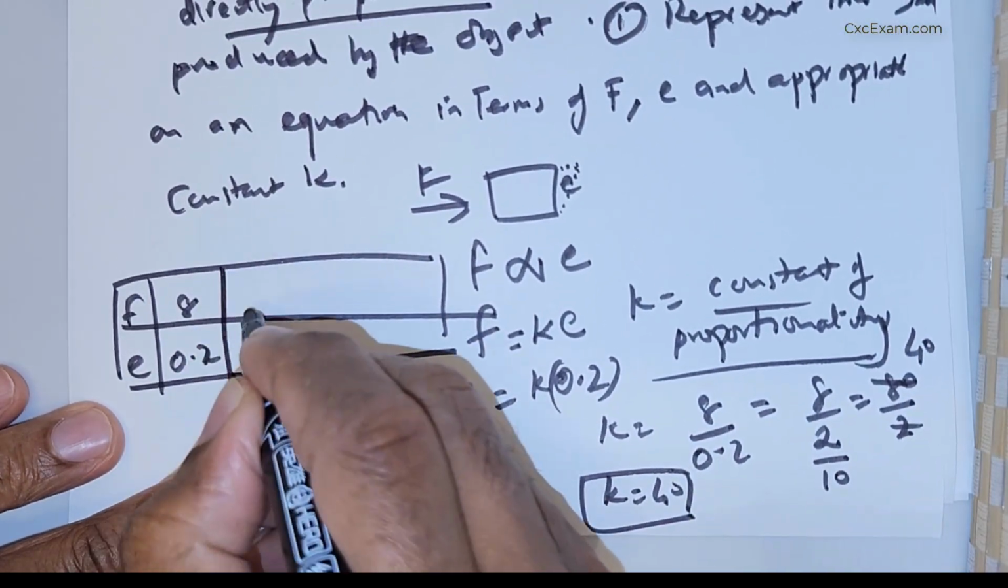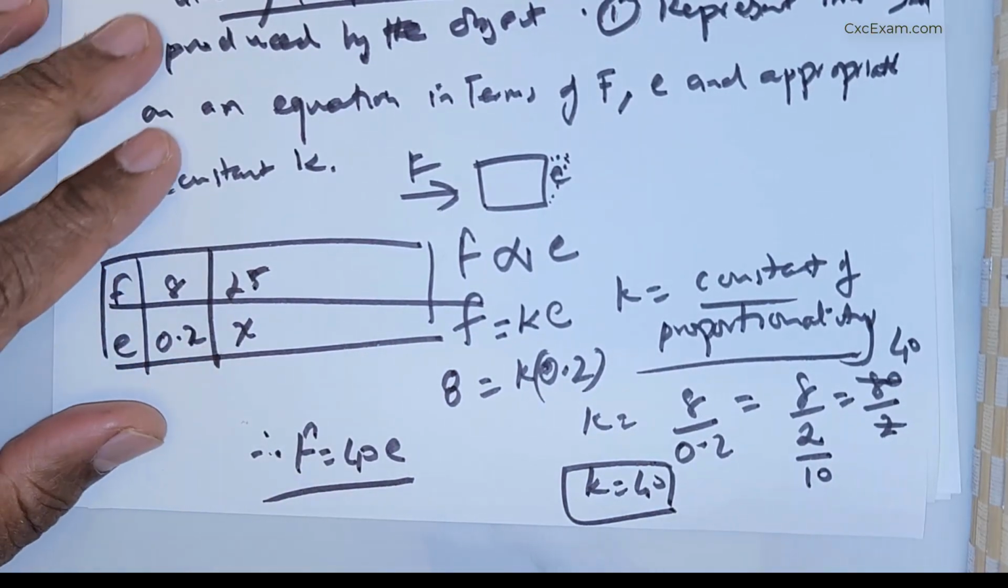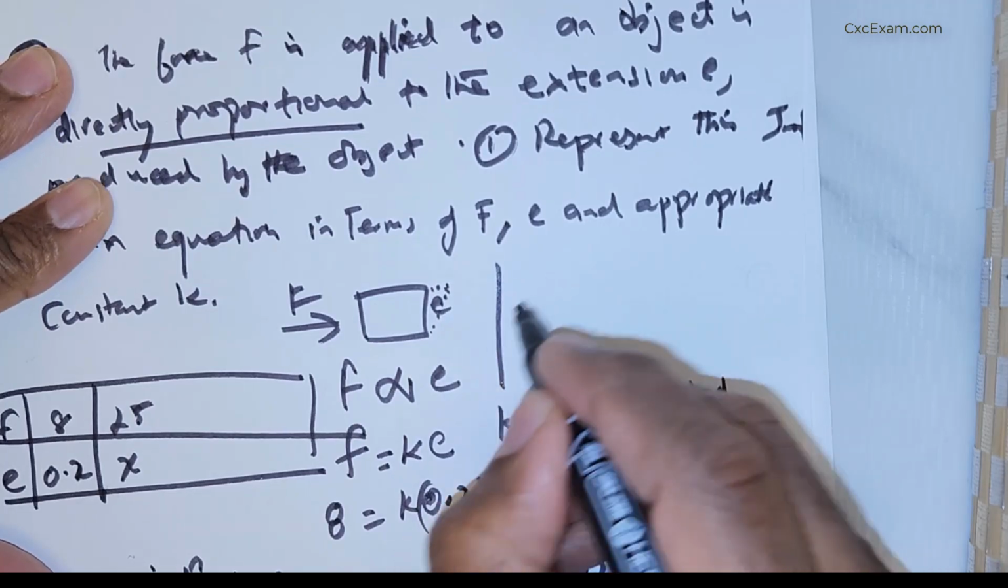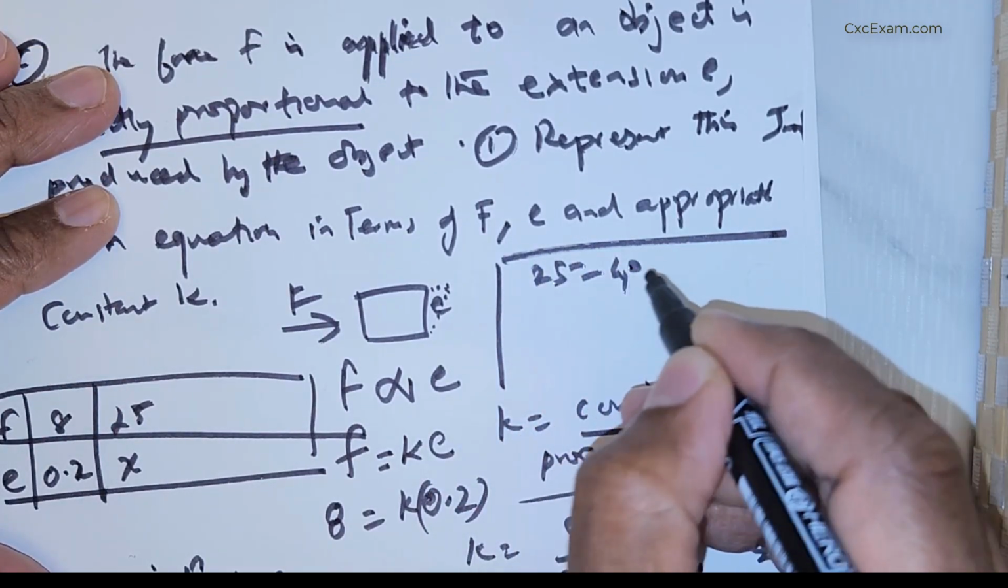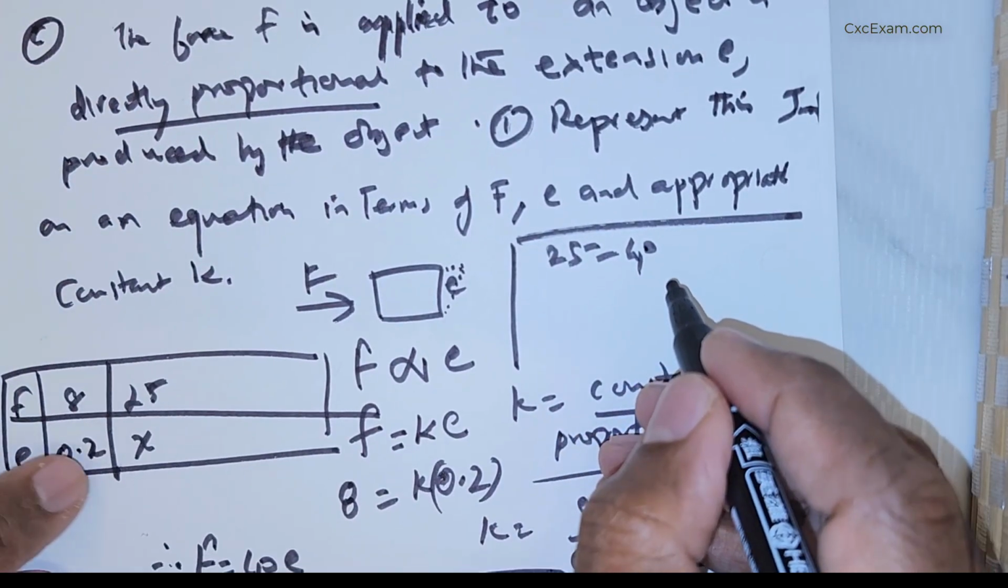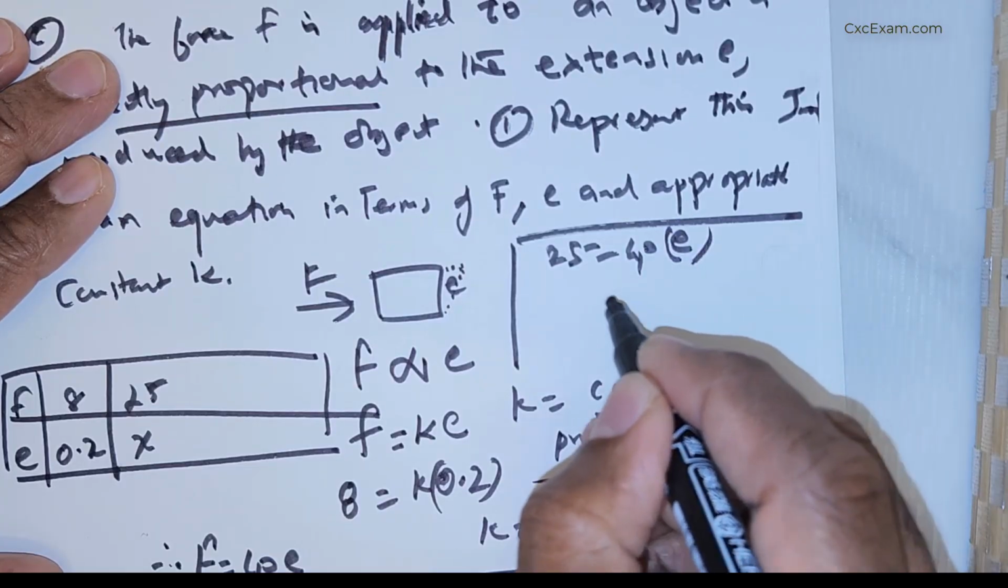Now the next value is 25 and X. So we have to determine this value X. So how do I do that? I'm using this space here. F is 25 and we have to get this X. So that's obviously going to be E there.